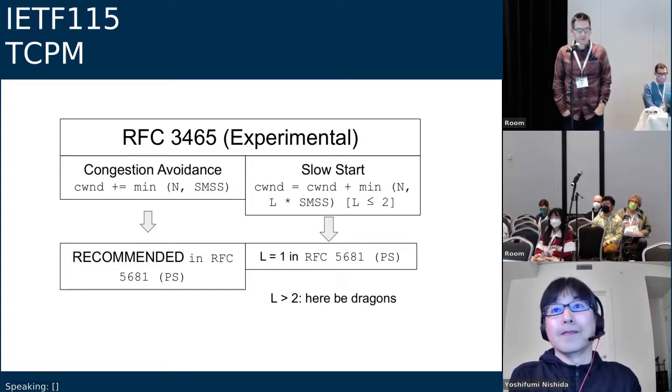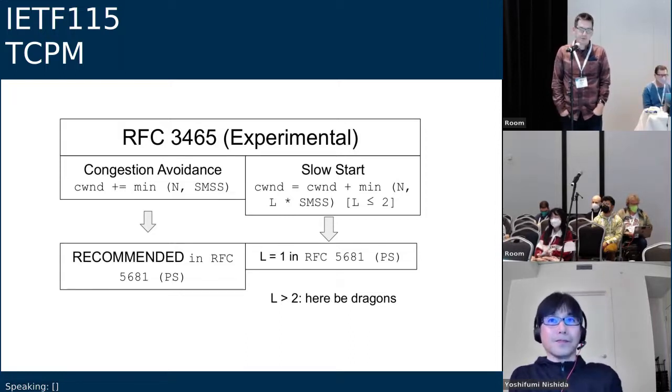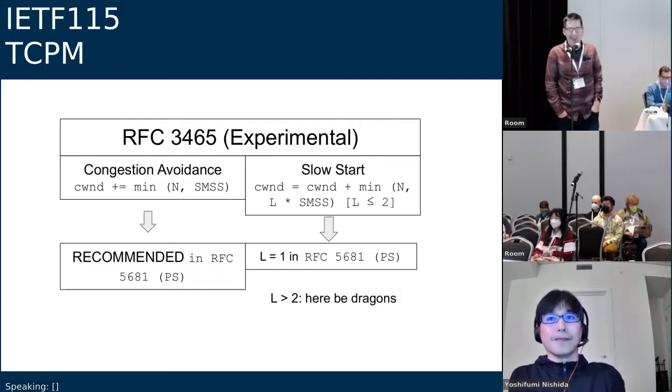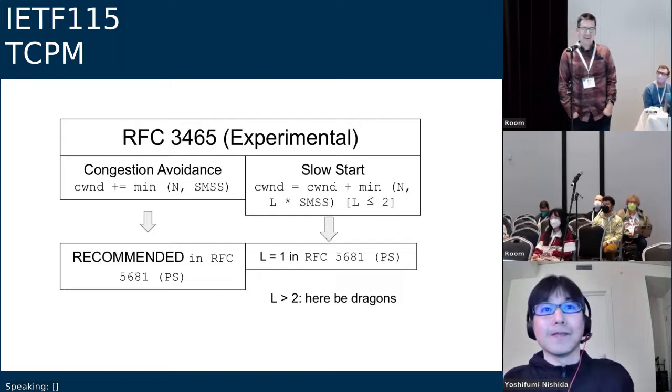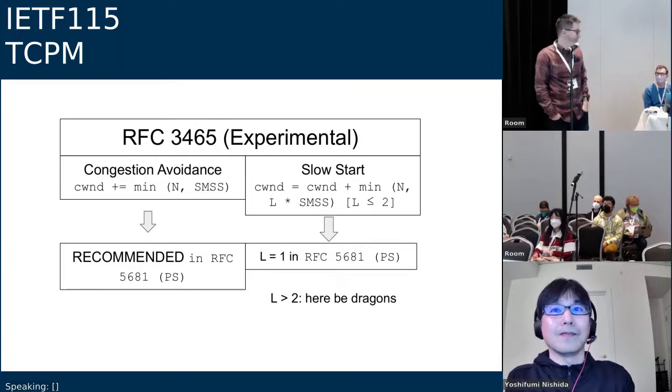5681 also took the slow start behavior, but limited L to 1. So if you were doing L equals 1, you were completely standards track. If you were doing L equals 2, you were doing an experimental thing. And if you were over 2, which by the way, the Linux kernel does by default, if I'm not mistaken, here we go again, then I guess you're completely out of bounds of IETF land, but you know, we know how that goes.